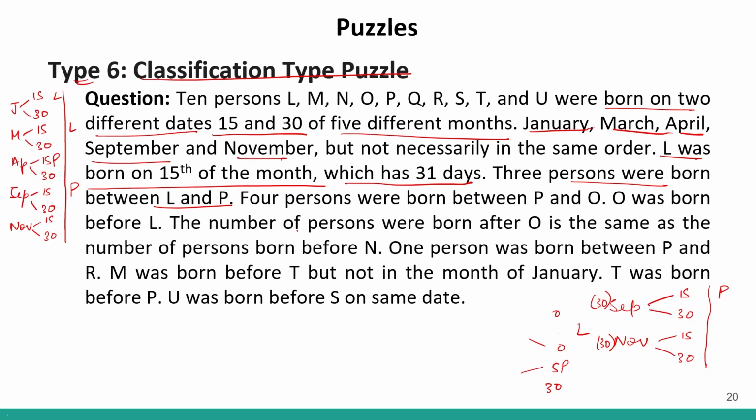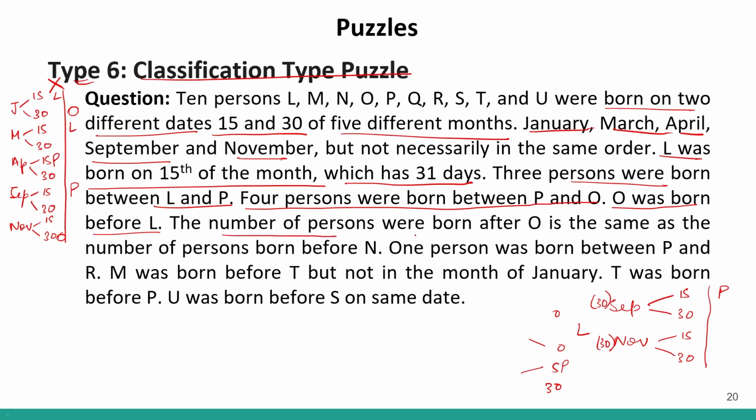Now, the question says 4 persons were born between P and O. So 4 persons. That means 1, 2, 3, 4. O is over here. Correct? Over here. 1, 2, 3, 4. O is over here. Two possibilities. It is given to us that O was born before L. Possibility 1 is eliminated, because over here O is born after L. Only in possibility 1 O is born before L. So this possibility we will take.